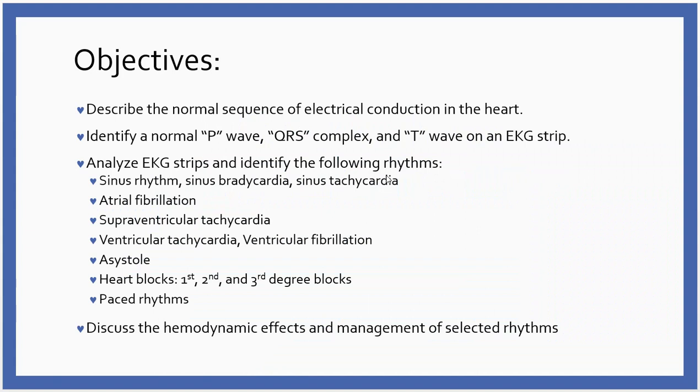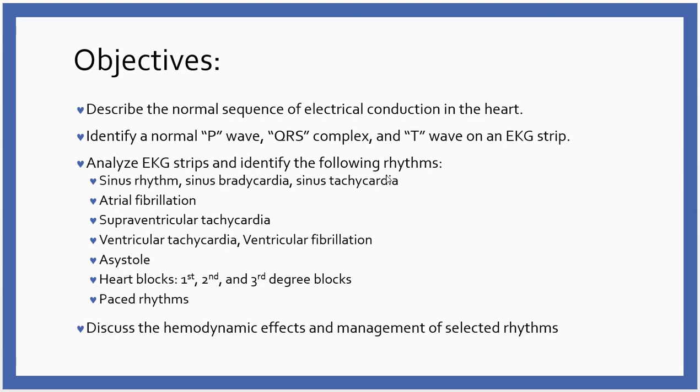First off, we want to look at the objectives. What are we going to try to do? What should you come out of this with? We want to describe the normal sequence of electrical conduction in the heart. We're going to be looking at EKG complexes, and within those complexes, we're going to identify a normal P wave, a QRS, and a T wave, and know what that means.